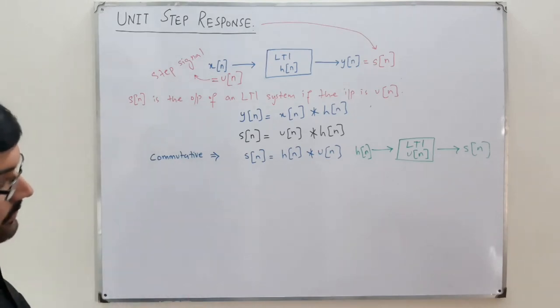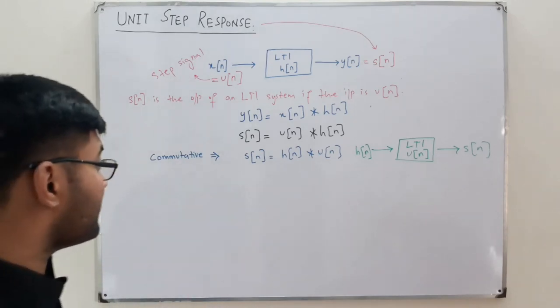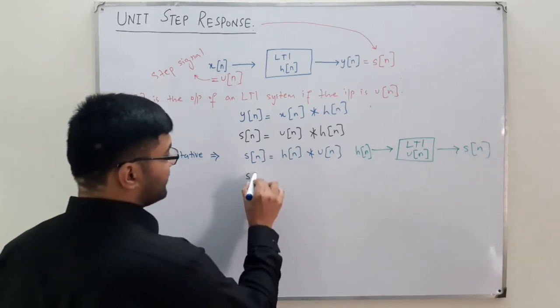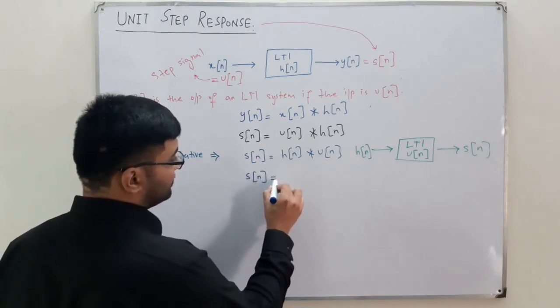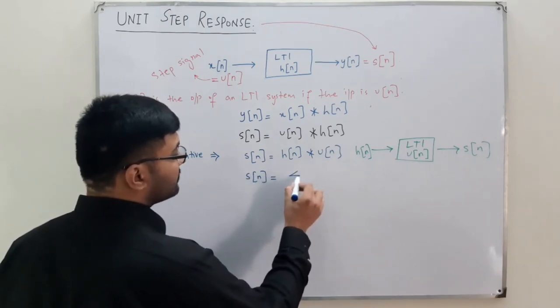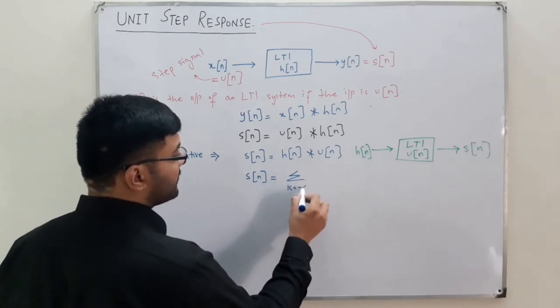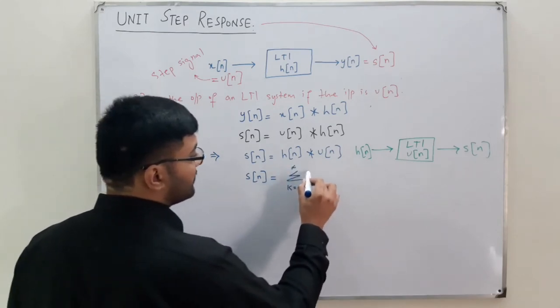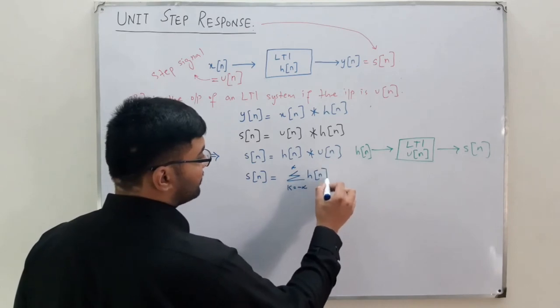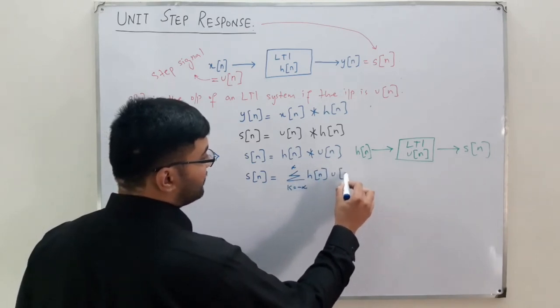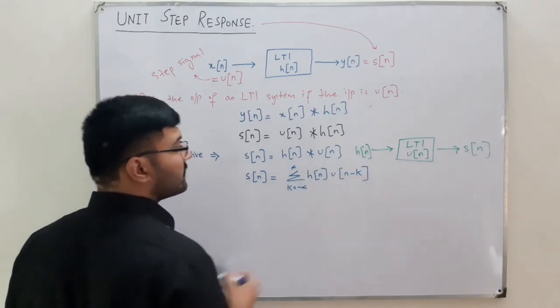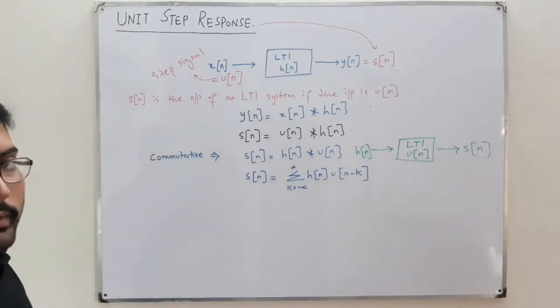Now what do you have? If I write it in summation form, s of n would be equal to the sum over k running from negative infinity to positive infinity of h of k into u of n minus k. Wouldn't it be like this?